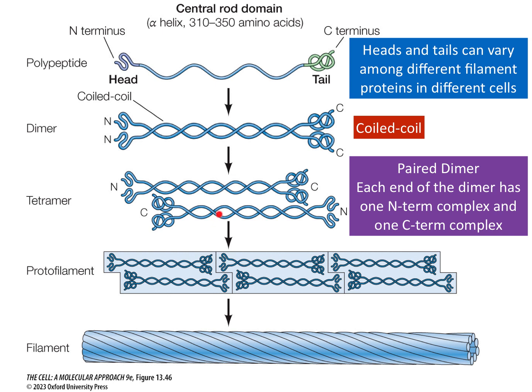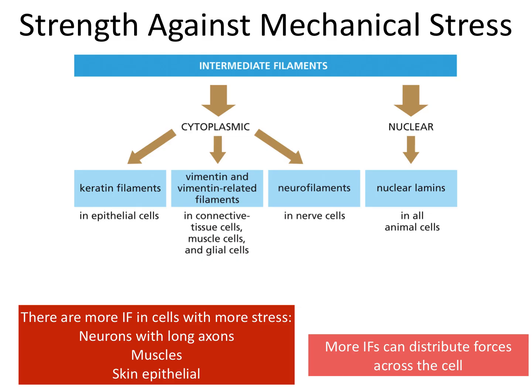And then we have that staggered tetramer here, where each dimer, remember, has a pair of N termini or a pair of C termini. And then in that tetramer, they flip-flop. And so then the protofilament are these tetramers blocked together end on end until we get a large mature filament here. And this structure is what has that massive stability to provide the ability for the cell to withstand mechanical stress. There are 4 types of intermediate filaments we're going to talk about.